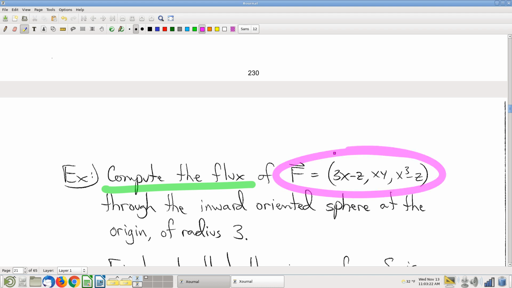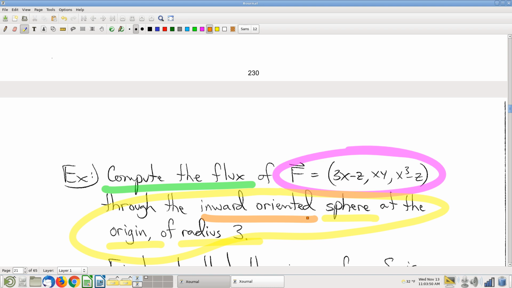Here's the vector field. Our surface is a sphere, centered at the origin, radius 3. Now notice that this is not just what you would expect. This is specifically an inward-oriented sphere, which, by the way, is perfectly fine. I didn't say boundary here. Boundary means outward-oriented.